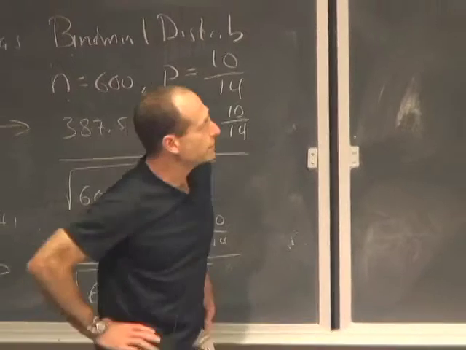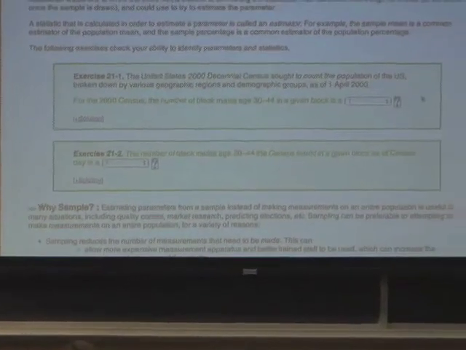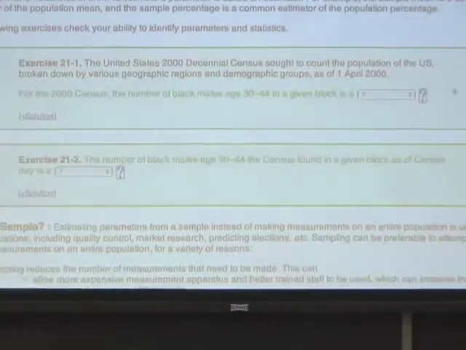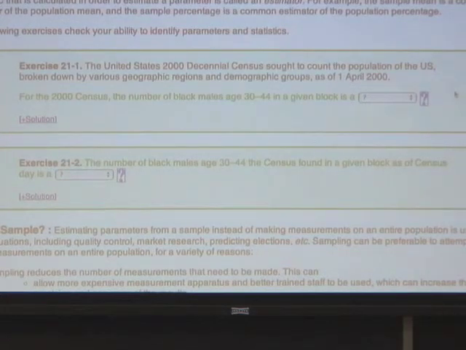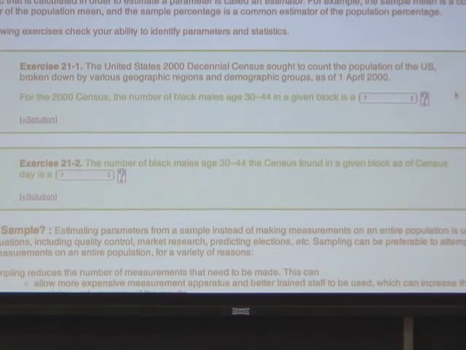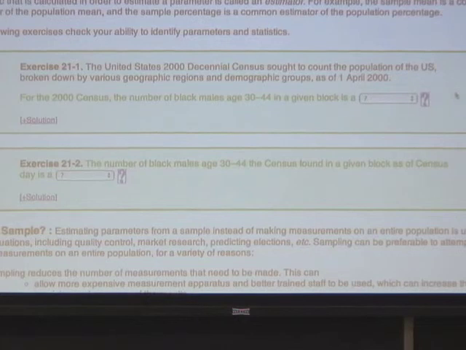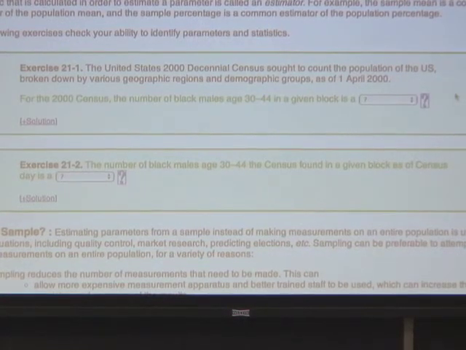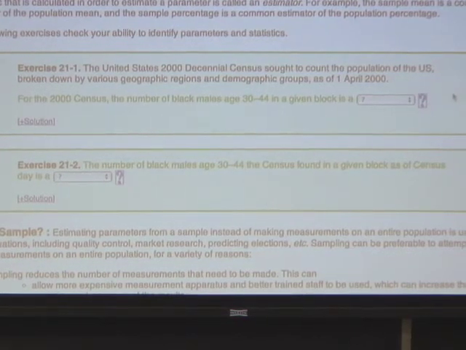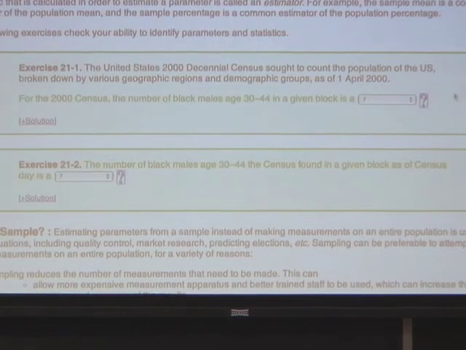So just think about some numbers. We're coming up on another census year, which is always exciting, if that's your kind of thing. Okay, so the number of black males aged 30 to 44 in a given block in the census, is that a parameter or a statistic?